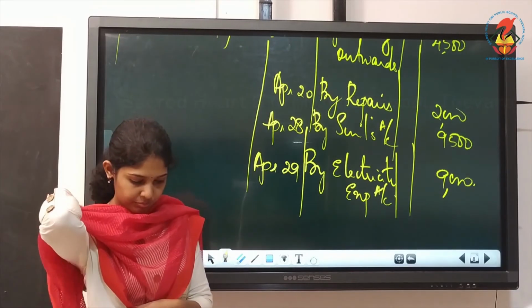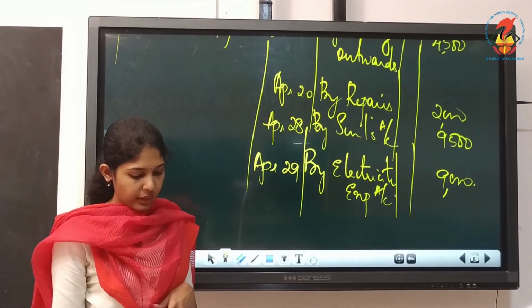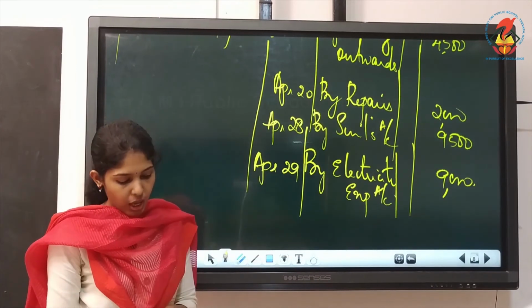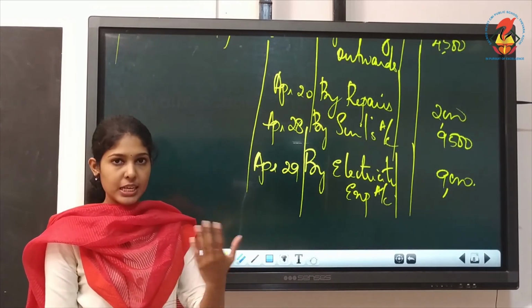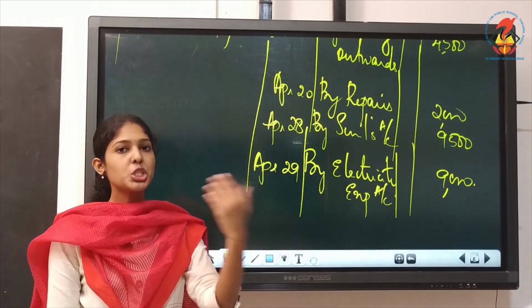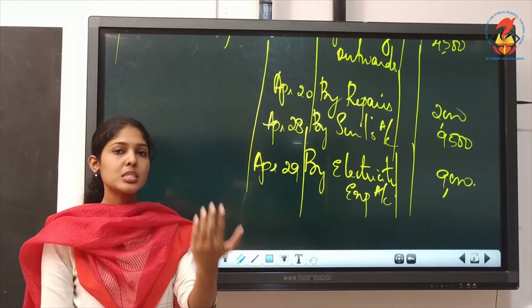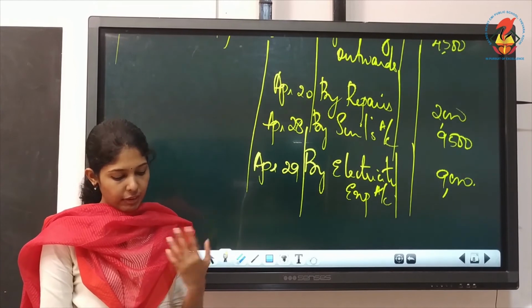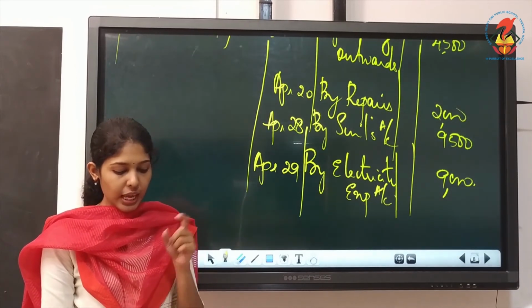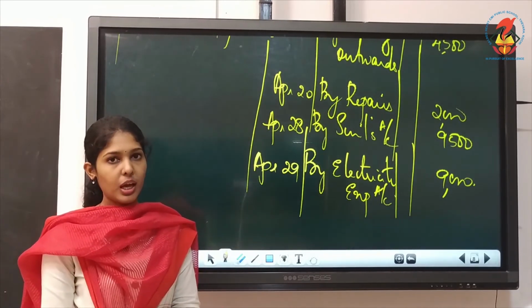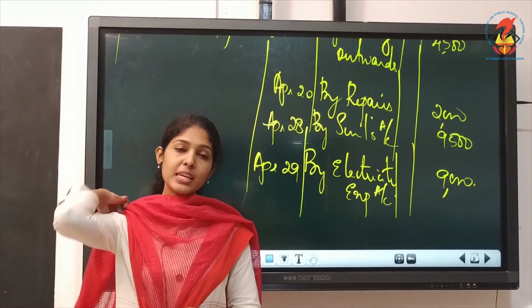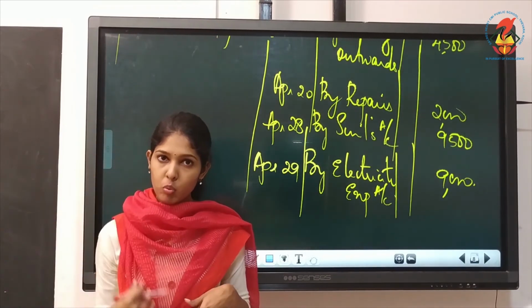The last one, April 30th, cash collected from Mahesh, a debtor. Debtor means person who should pay us. So it is an asset for the firm because it is receivable. And we received the amount after allowing him a discount. That means what will be the entry? It will become a compound entry.